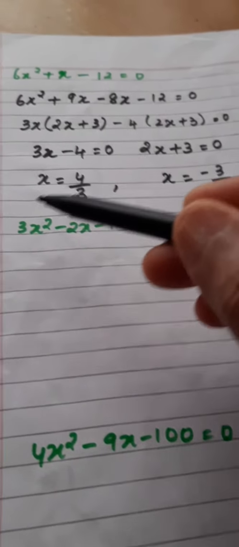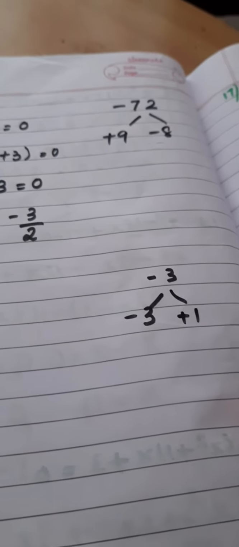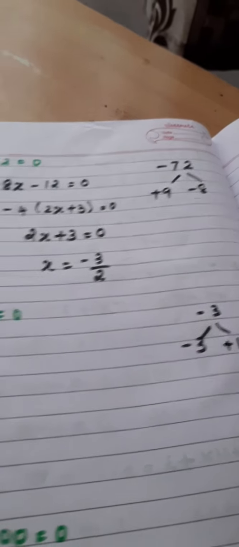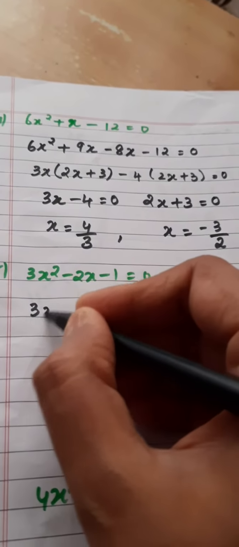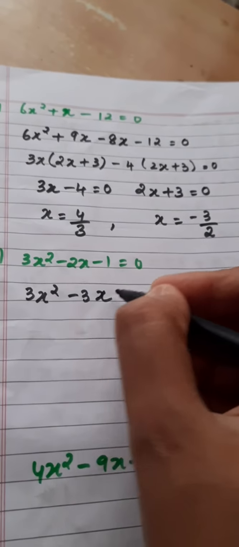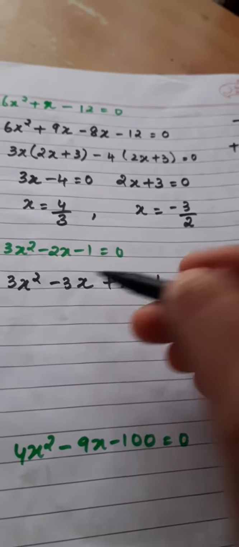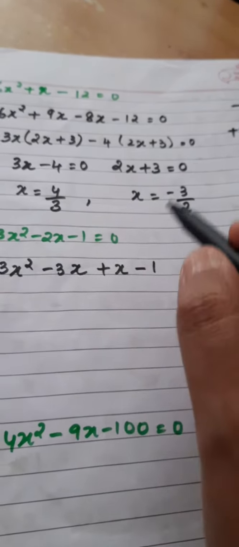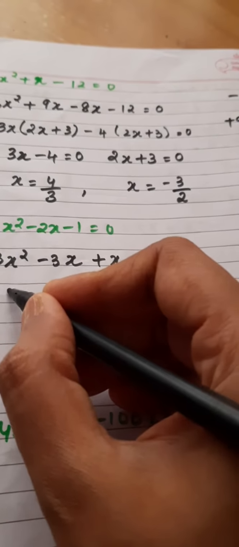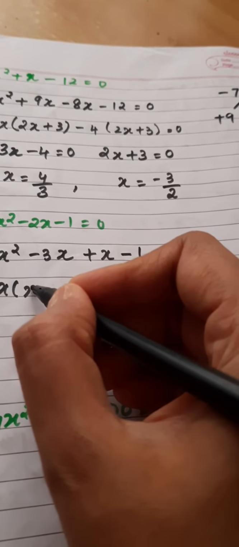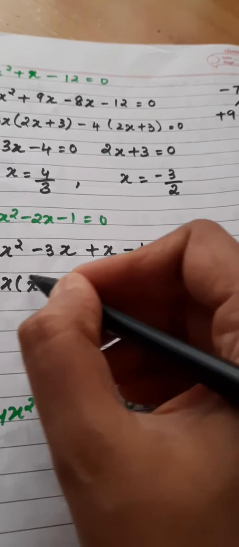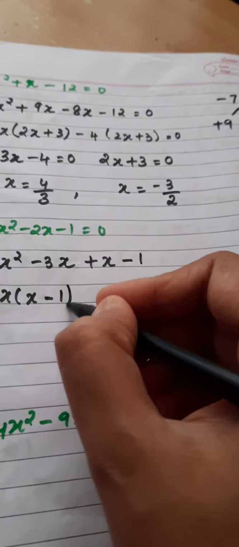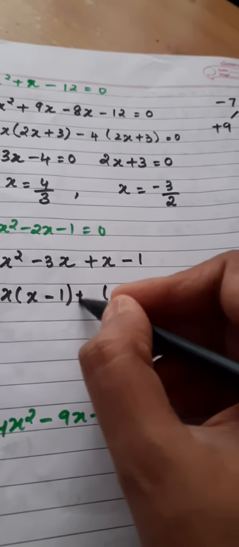So minus 1 into 3 minus 3. So 3 into 1. And since it's taking the negative value, the bigger number or negative integer, minus 3 plus 1. So 3x square minus 3x plus x minus 1. After writing even this step, you can verify minus 3x plus x. So it's going to be minus 2x. Then we can write this as x into x minus 3x equal to x minus 1, x minus 1 plus 1.